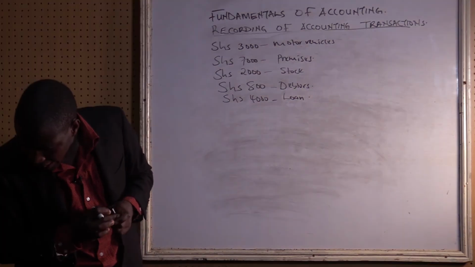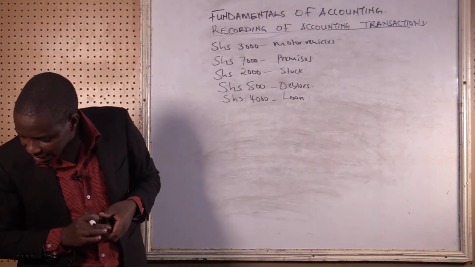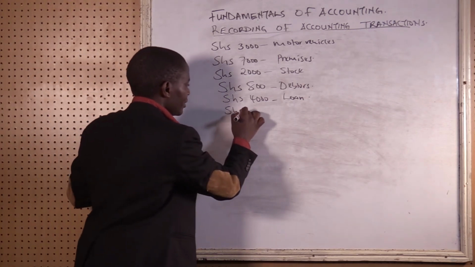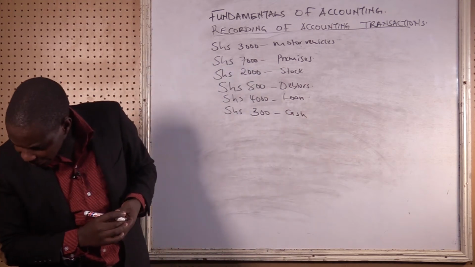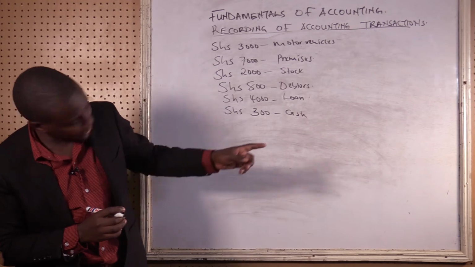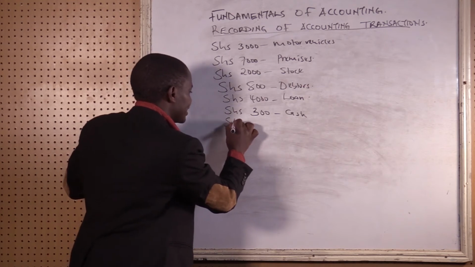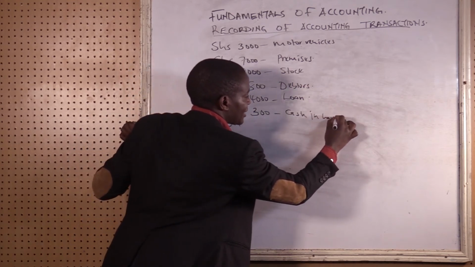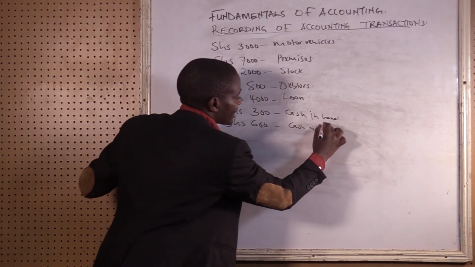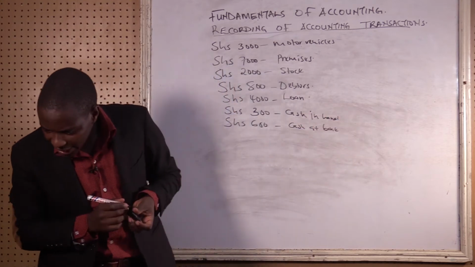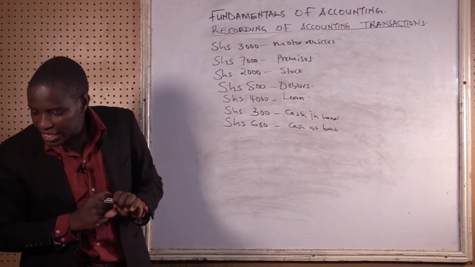Then after the event just described and before trading starts, he had shillings 300 as cash in hand, and he had shillings 600 as cash at bank. Then you are required to calculate the amount of his capital.